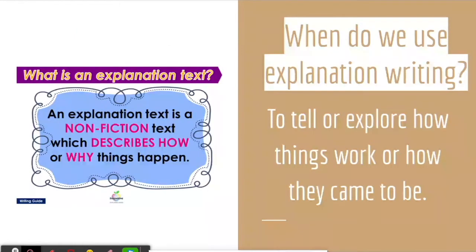So what is explanation writing? An explanation text is a non-fiction text which describes how or why things happen. When do we use explanation writing? We use it to tell or explore how things work or how they came to be. All right, so we are explaining and describing how or why something works or how they came to be.